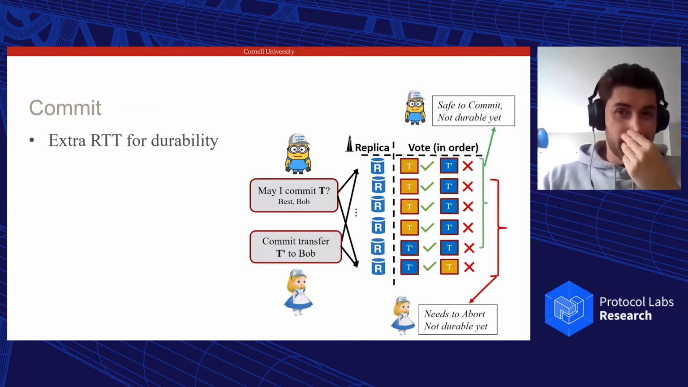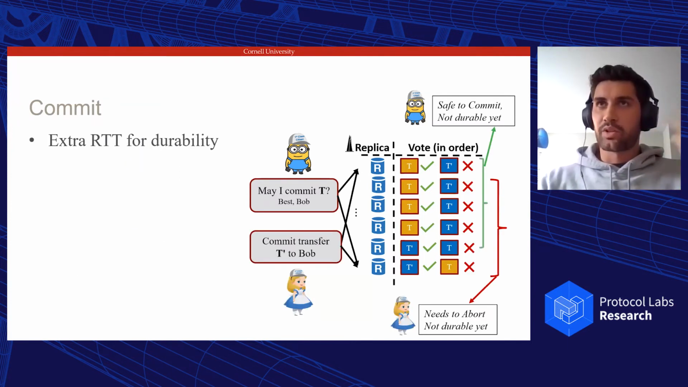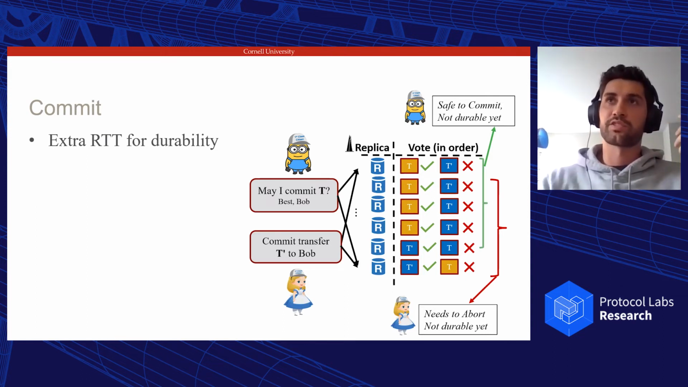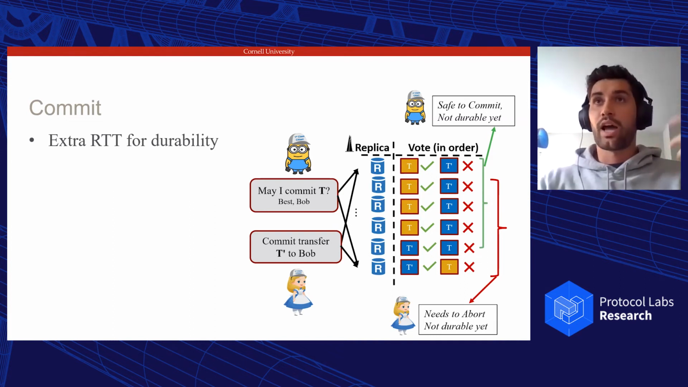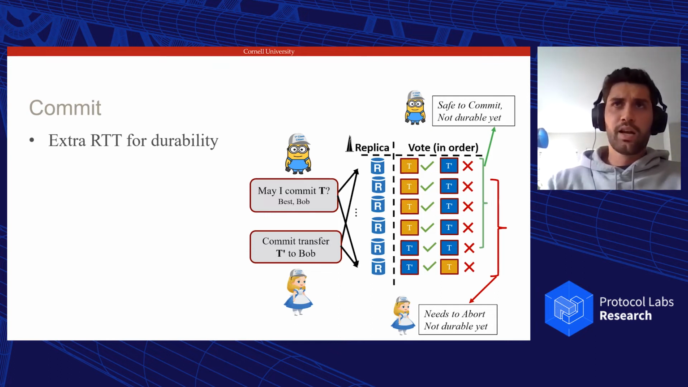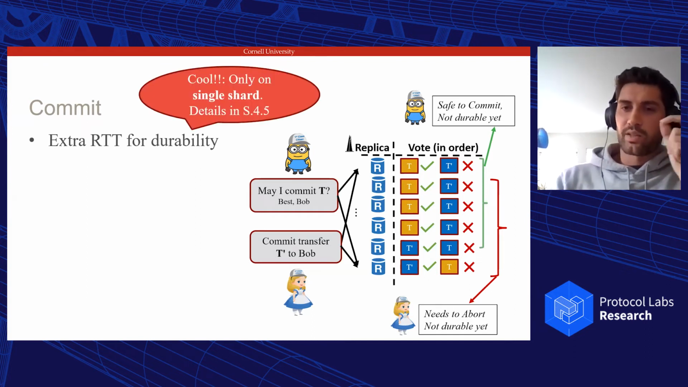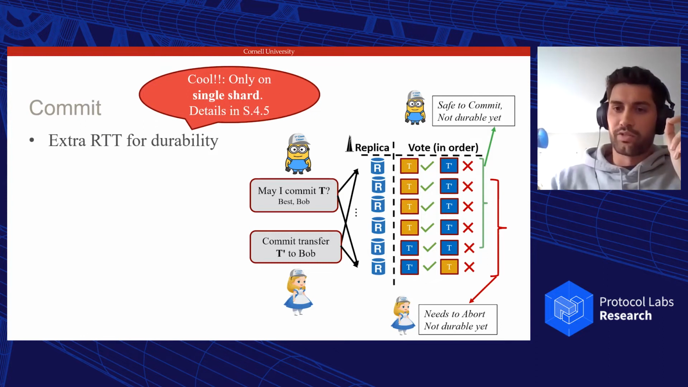Now, of course, that might not always be the case. When we have contention and concurrent transactions, they may conflict, which causes some transactions to either receive fewer commit votes, in this case Bob, or to be forced to retry their transaction and abort. Now, in that case, we do need an additional round trip to make this two-phase commit decision durable. But what is really cool in Basil is that we can do this on only a single shard, no matter how many shards are involved in execution in total.